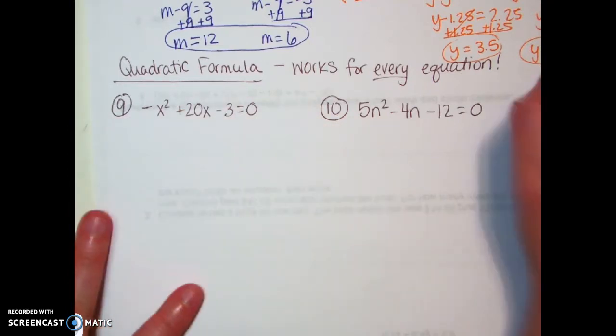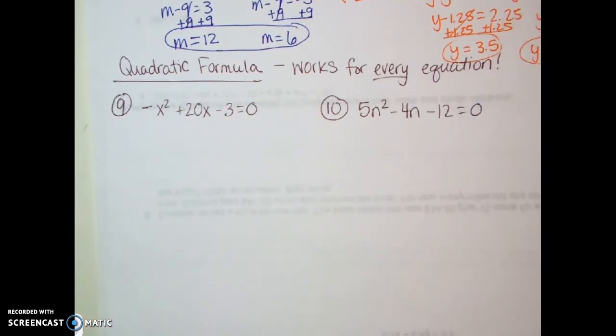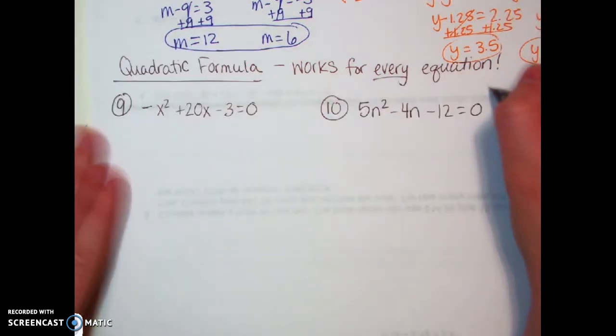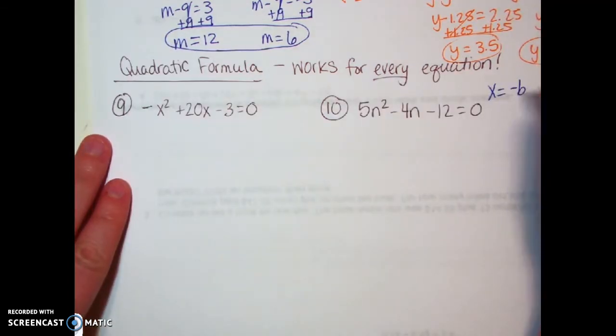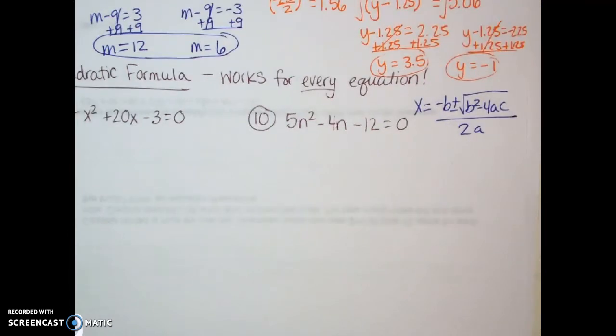So if you don't remember the formula, where's the pen? It should be on the board, too. B squared minus 4ac all over 2a. I don't know if you can see that. There it is. Okay, it should be up on the front board as well.